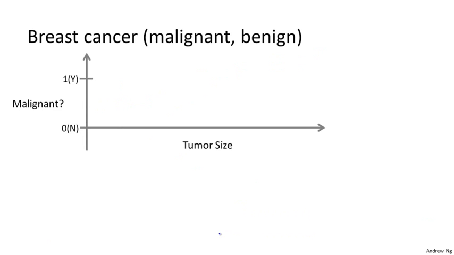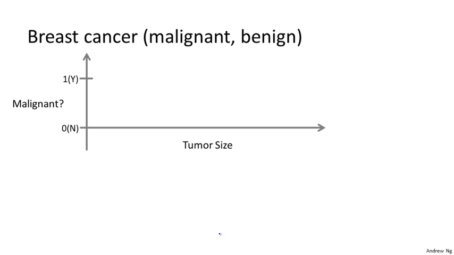Here's another supervised learning example. Some friends and I were actually working on this earlier. Let's say you want to look at medical records and try to predict if a breast cancer is malignant or benign. If someone discovers a breast tumor, a lump in their breast, a malignant tumor is a tumor that is harmful and dangerous, and a benign tumor is a tumor that's harmless. So obviously people care a lot about this.